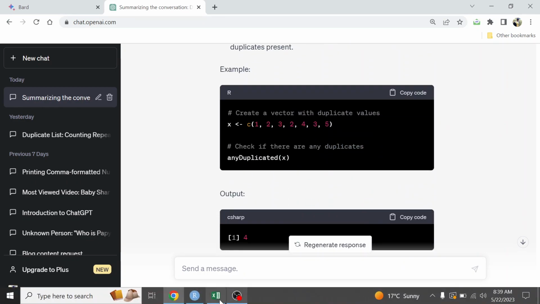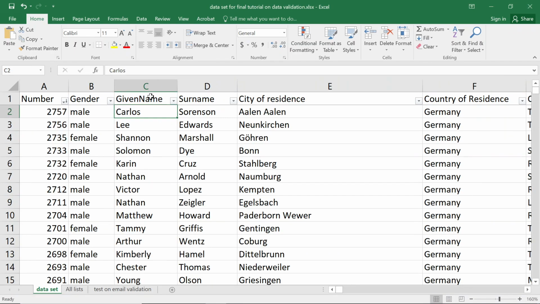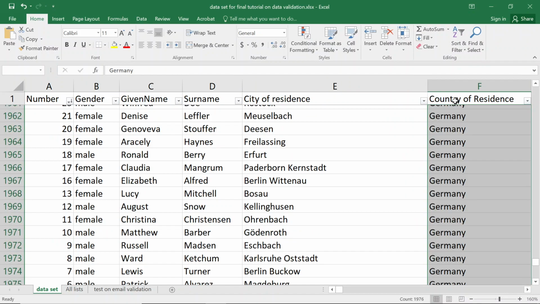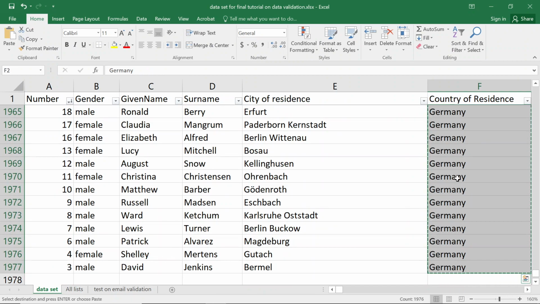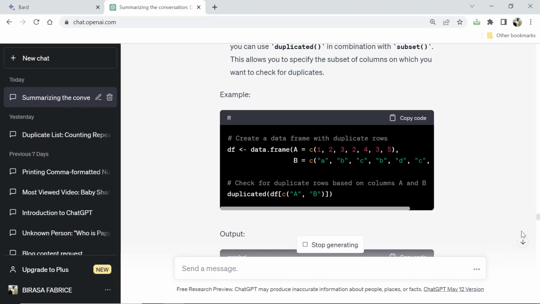Let me ask again. I'm going to ask this again. I know this is the German data. It has many values, but has only Germany as the value. How many duplicates are in the following data? Let me paste. I know everything is about Germany. Let me see.